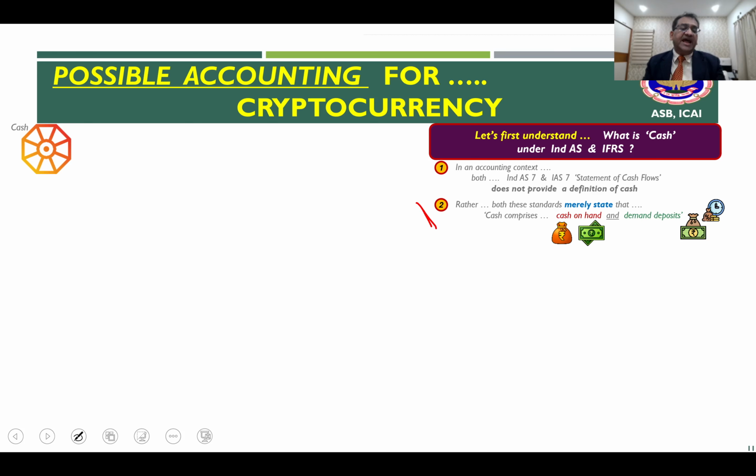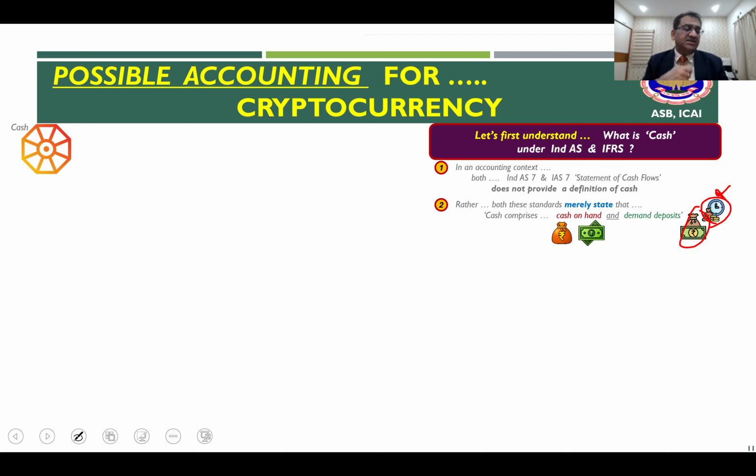These two standards tell you that cash comprises not only cash in hand, but also demand deposits. So the definition is given in this way, not that this is what cash is. It says cash consists of cash on hand, one category, and demand deposits. These are the two subsets of what cash is as contemplated under Ind AS 7 and IAS 7. Now, cash in hand could be your coins, your currency notes. And demand deposit is something which, keep in mind, is not a time deposit, not a fixed deposit, only the demand deposit.